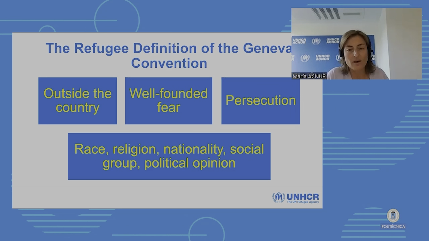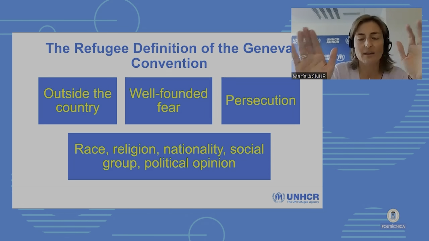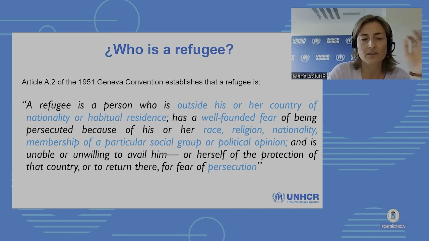Okay, so if we see again the definition, a refugee is a person who is outside his or her country of nationality or habitual residence. Can someone tell me why the Geneva Convention talks about a country of habitual residence? Doesn't that strike you?